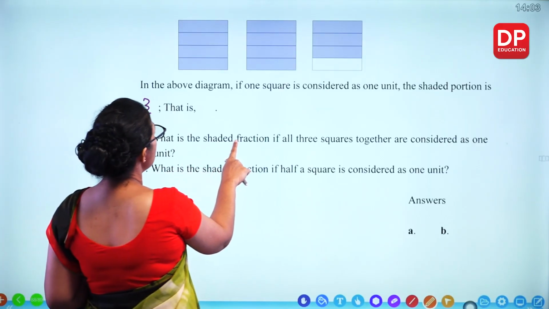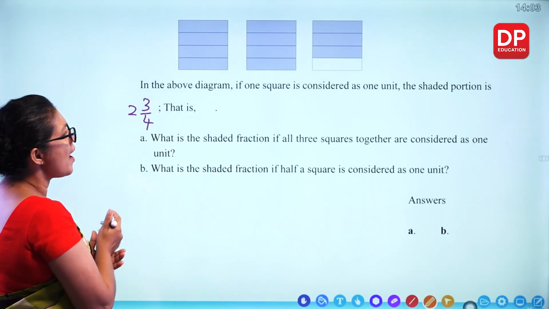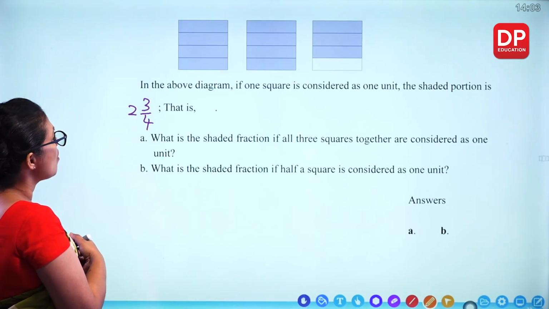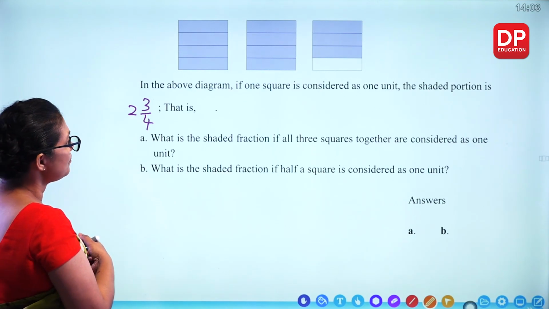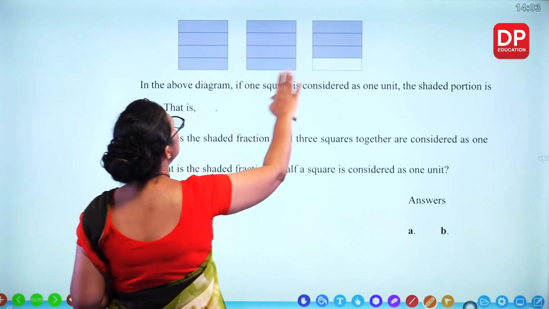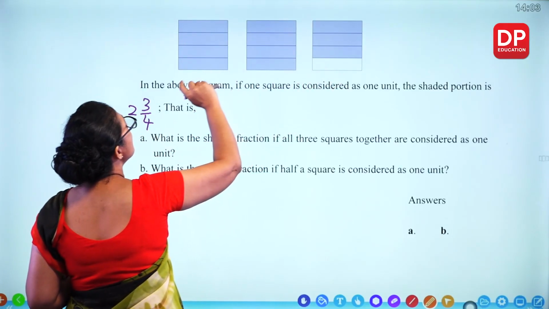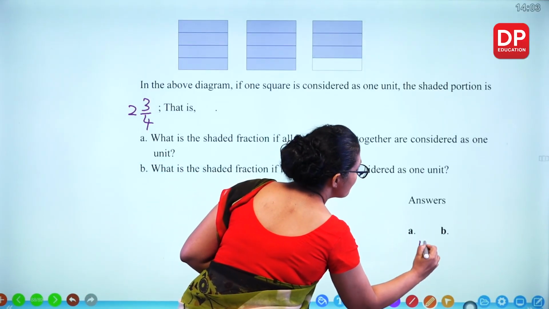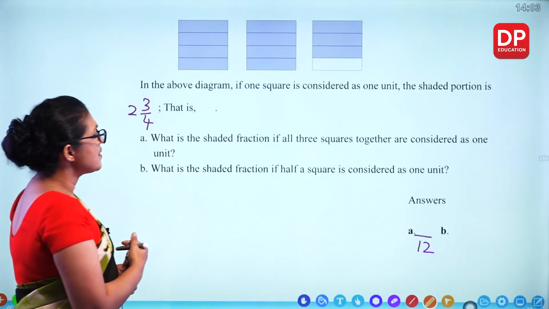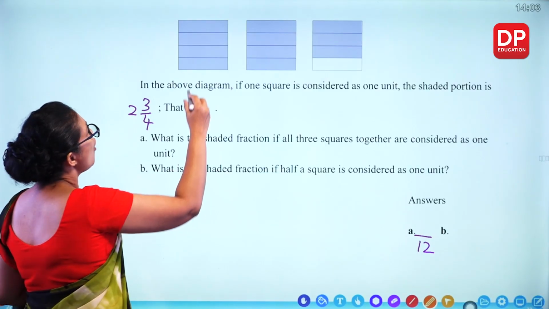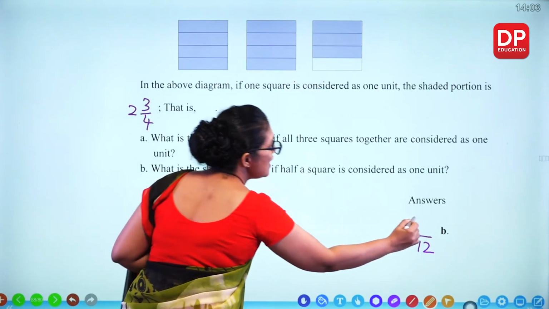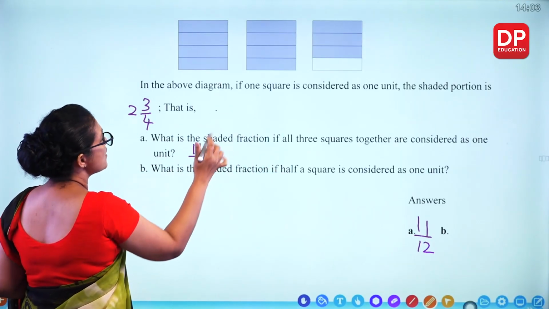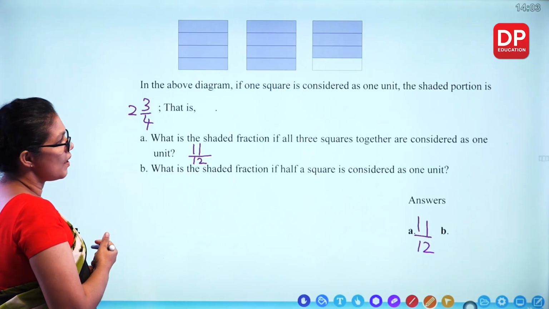What is the shaded fraction if all 3 squares together are considered as 1 unit? All the squares together, this is one whole part. Then how many parts are there? 1, 2, 3, 4. 12 parts are there. Out of 12 parts, how many parts are shaded? Altogether 11 parts. So what's the shaded part? If you take the whole thing as 1 unit, 11 over 12.